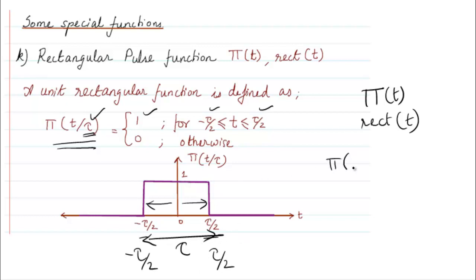So when you see pi t, you should always understand that pi t means we are talking about a wave that has the value of tau equal to 1. So it is basically going to exist from minus half to plus half, so that the value of tau is 1 and the height is also 1. So this is one of the special functions.